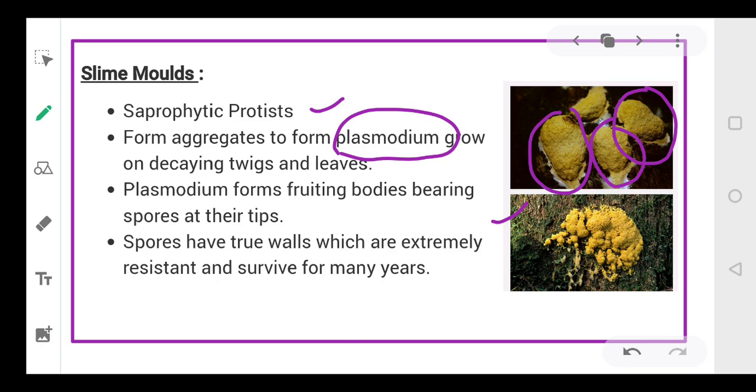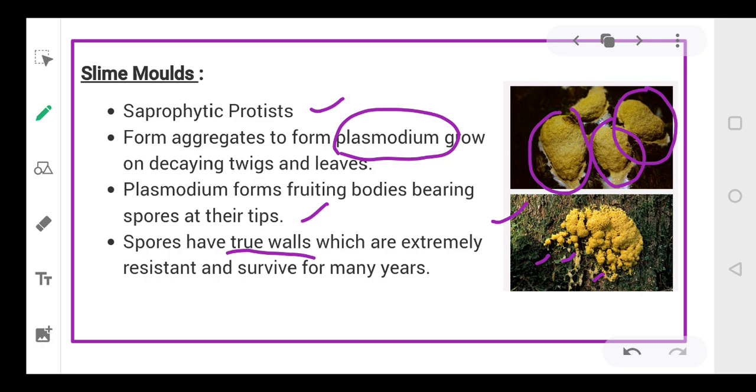So plasmodium basically forms fruiting bodies. You can see the round structures, they are referred to as fruiting bodies. They have pores on the top so that they can easily spread spores in all possible directions. And these spores have true walls, and these walls are very, very strong.